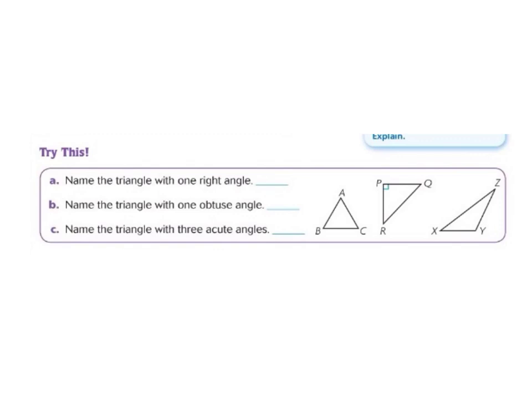Now, if I were to look at these and think, which one might have a right angle? I remember from the last page that if it makes a square corner, that it's a right angle and a right triangle. So I see that in PQR, there is a little blue square which indicates that I have a square corner there. So that definitely is my triangle with one right angle. So on the line, I'm going to write triangle PQR.